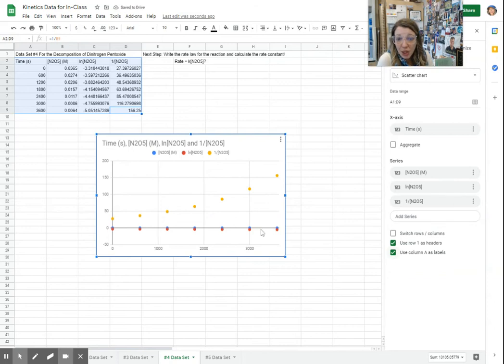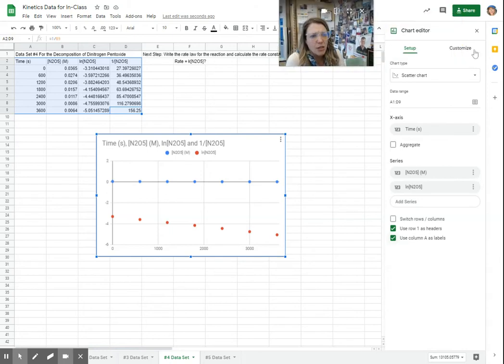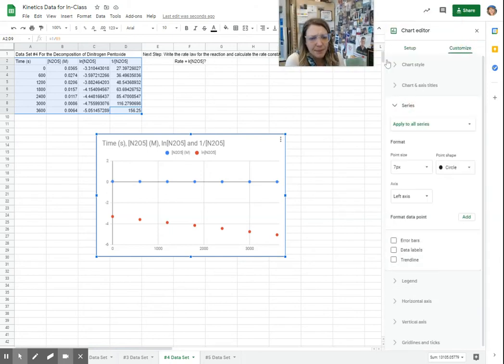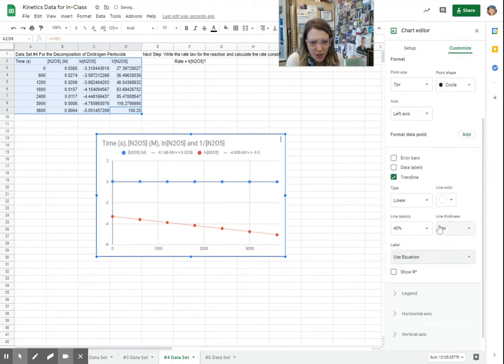Just looking at this data initially, those yellow dots are not a linear relationship. So that's 1 over the concentration. Let's delete that from our comparison here. We know it's not 2nd order, it's not linear. Now, both of these look pretty linear. Can't really tell from a visual inspection. So let's go over to customize, series, trend line, label, use equation. Here's what I really want: I really want that R squared.